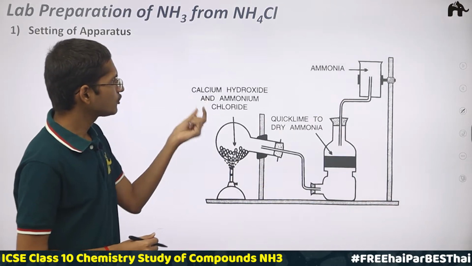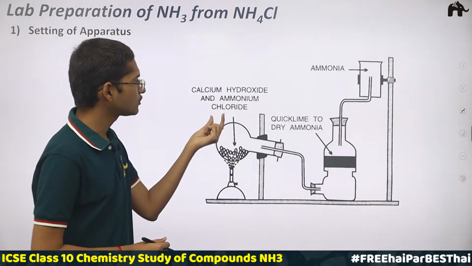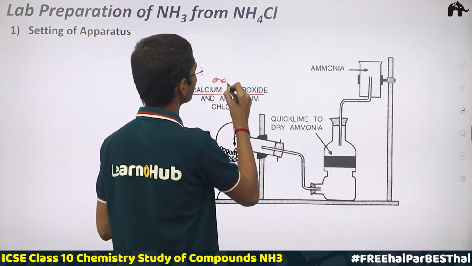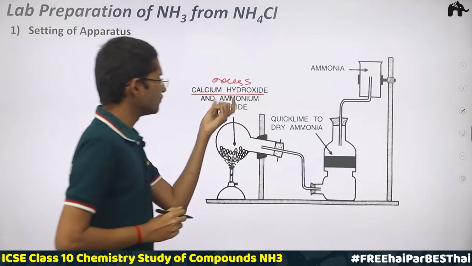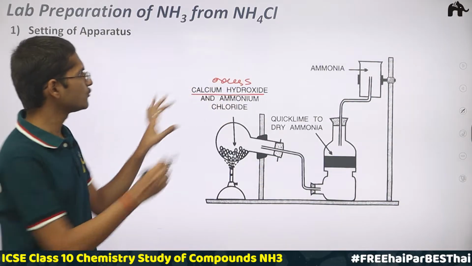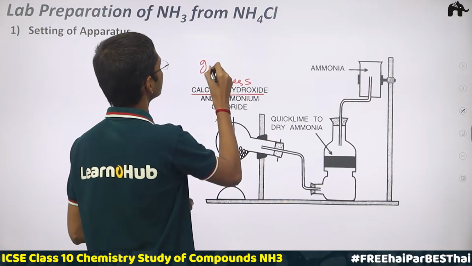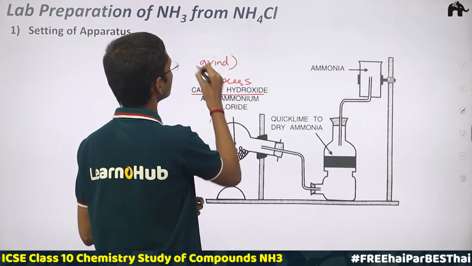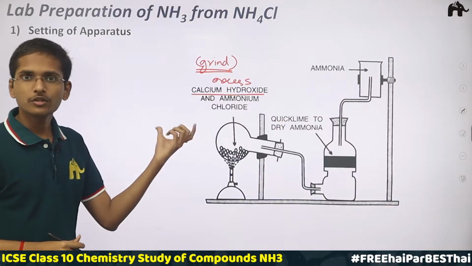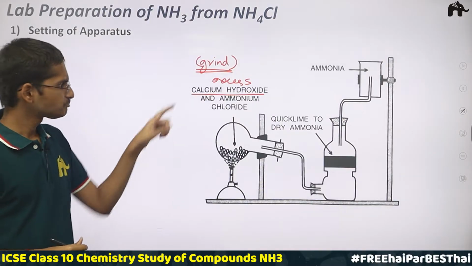And then I'm going to add calcium hydroxide and ammonium chloride. And this calcium hydroxide I'm going to add in excess. And both of them, ammonium chloride and this calcium hydroxide, which is in excess, I'm going to grind it. So fine powder I'm going to add, of both, finely ground.